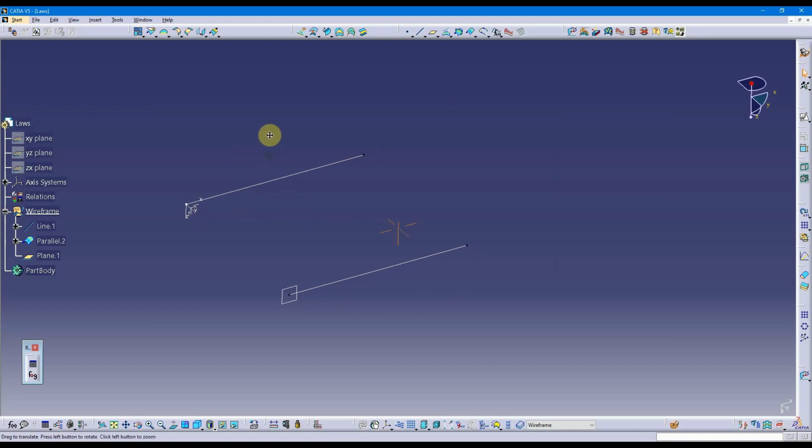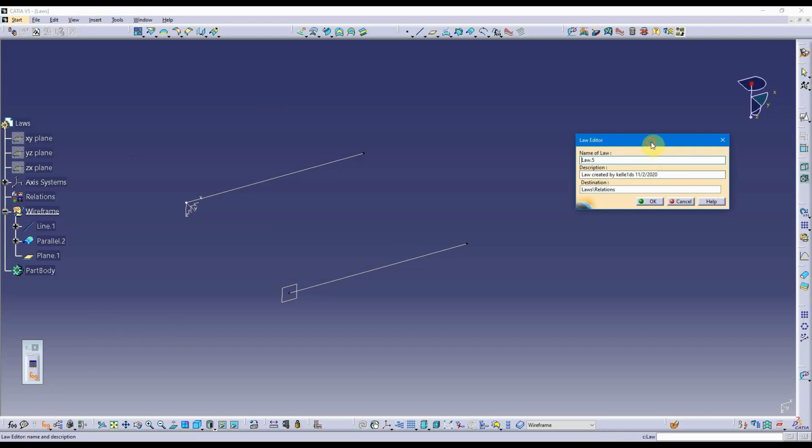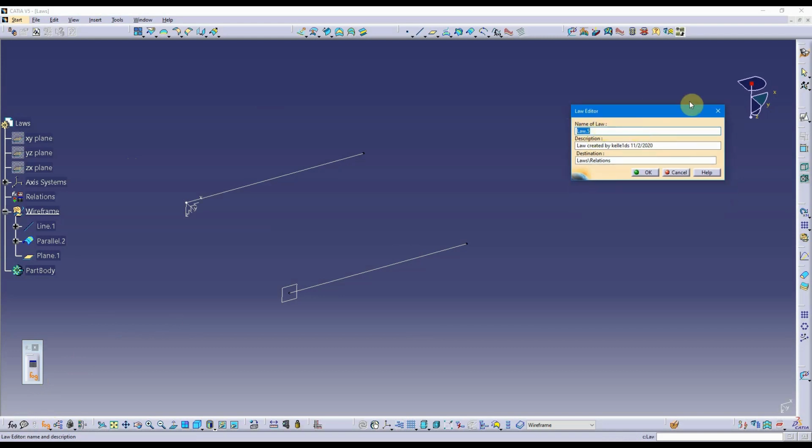So let's create that. I'm going to go to the law tool. If you're in the Knowledge Advisor workbench, behind the design table, you'll see the law tool. So my first law, I'm going to call this sine, just to make it descriptive.